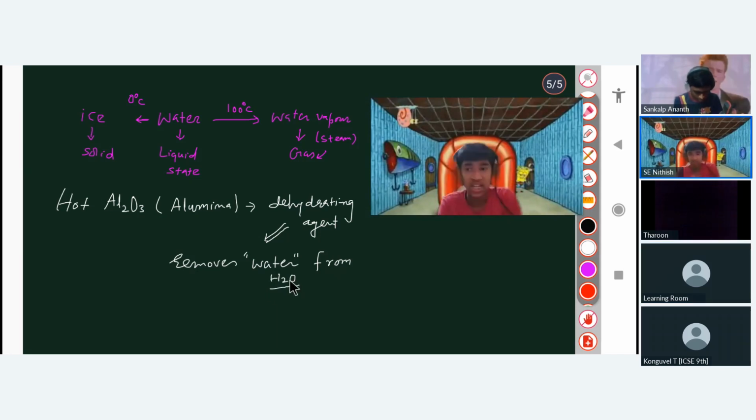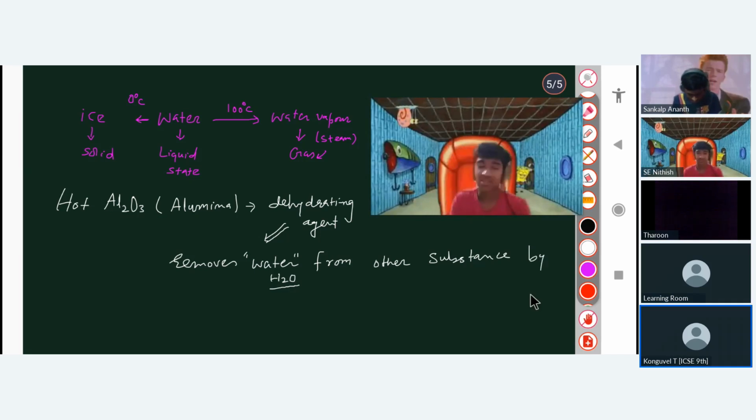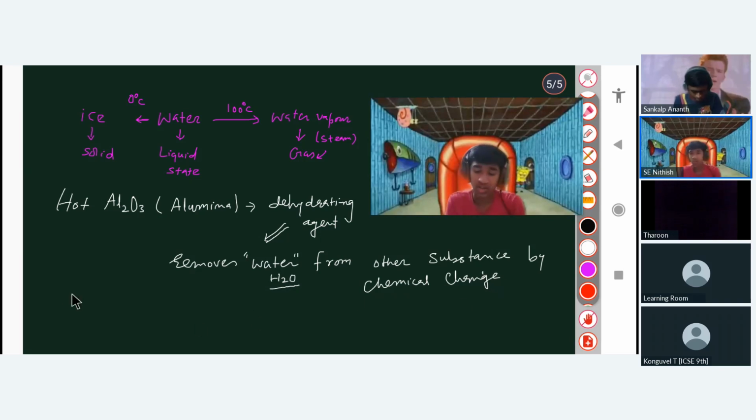Right? I will just give you the example. A dehydrating agent removes H2O from other substances by chemical change. So that means here is the chemical change. You have to remember this. I will just give you the example. So that means I can take washing soda or something like that and remove the water.